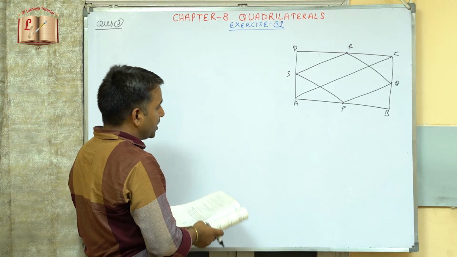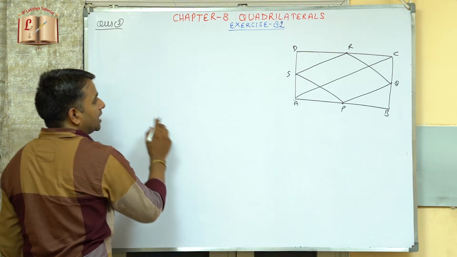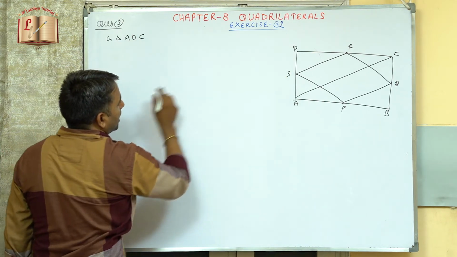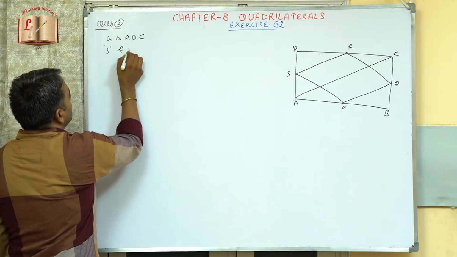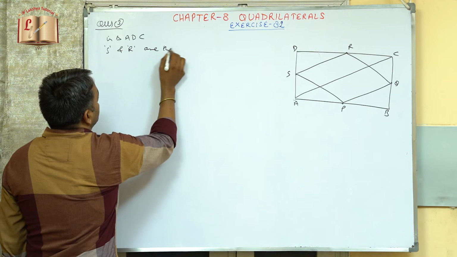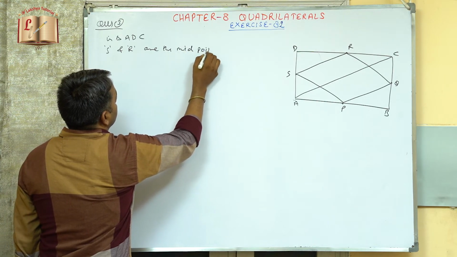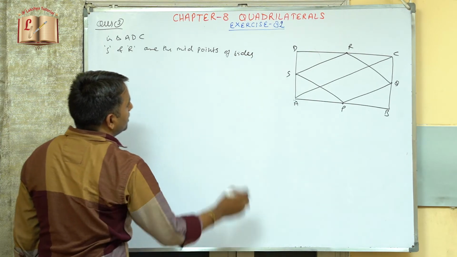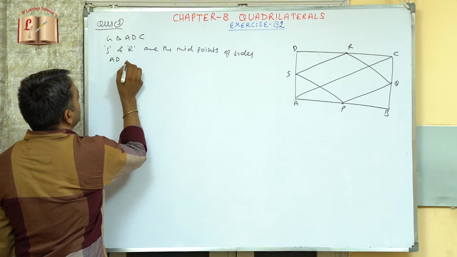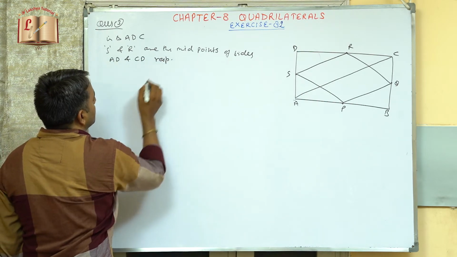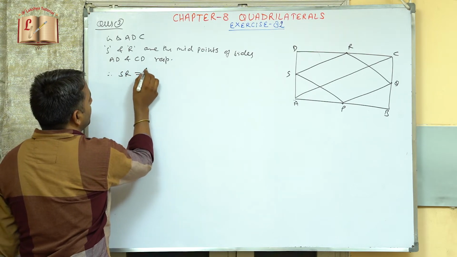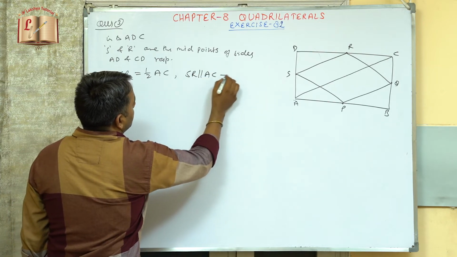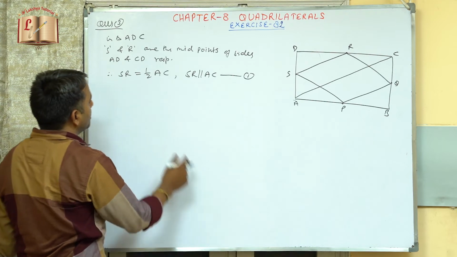Now see that it is given that P, Q, R, S are the midpoints. Now we will take up triangle ADC. In triangle ADC, S and R are the midpoints of sides AD and CD respectively. Therefore, SR will be equal to half of AC and SR will be parallel to AC. This is equation number 1 by the midpoint theorem.